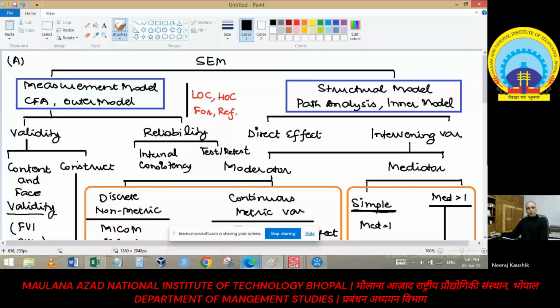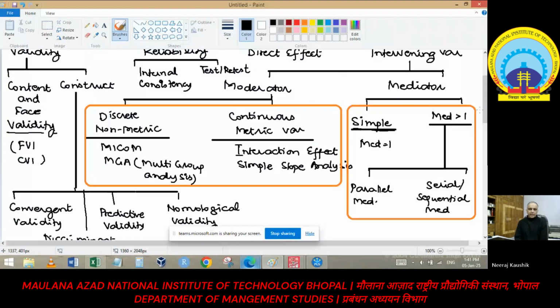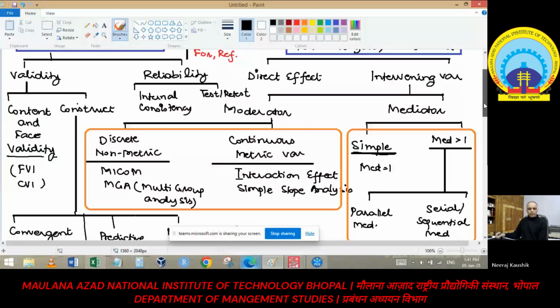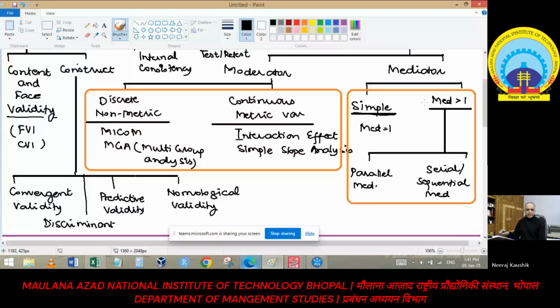Tomorrow, Dr. Atul Shiva will start with the theoretical foundation, making the hypothesis, etc. Then he'll talk about the direct effect. And then in the subsequent session, he will talk about the indirect effect, like the moderator, mediator, etc. So simple, parallel, serial, MICOM, MG, etc. Dr. Atul Shiva will discuss this, and he will discuss it with the software SmartPLS.